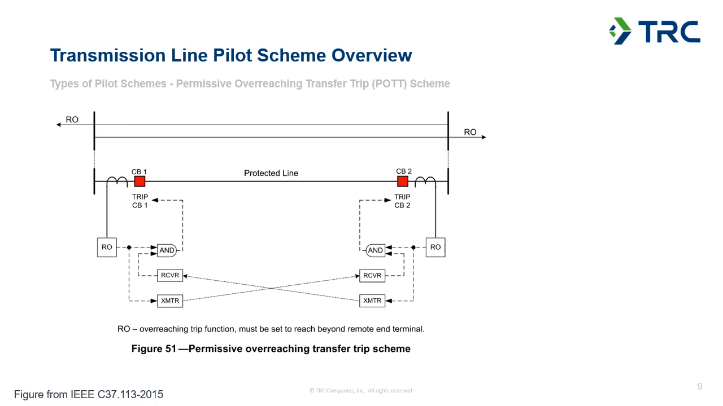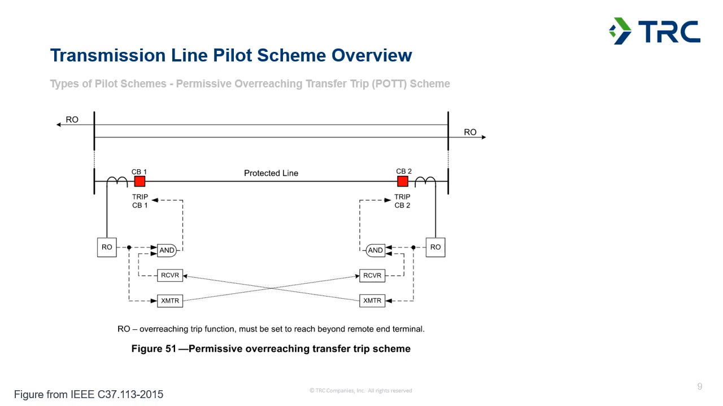A lot of these schemes are going to operate on the same basic principle: if you see a fault in front of you, you send that information to the remote terminal to allow that terminal to build that information into its trip decision. If you see a fault that's out of section or one that's behind you, you'll know that the fault is not on your line. You won't send that permission. The other terminal will have to wait to make a trip decision based on one of the other schemes that's being applied, and the pilot scheme won't operate.